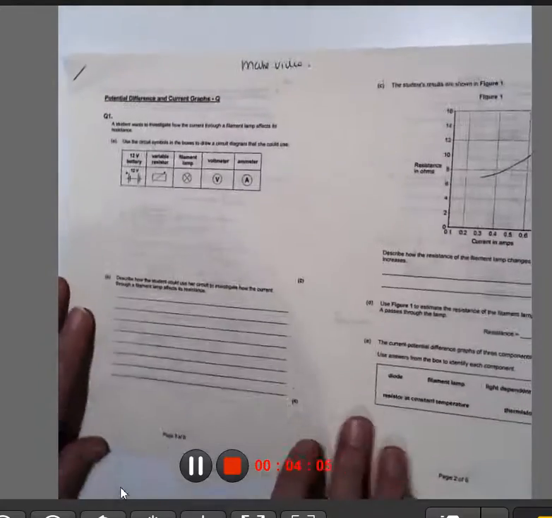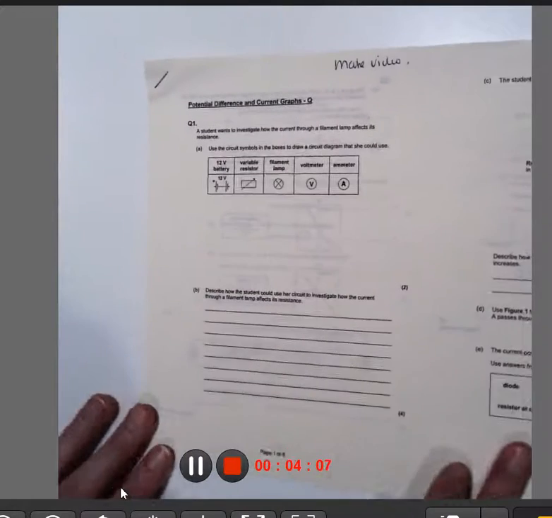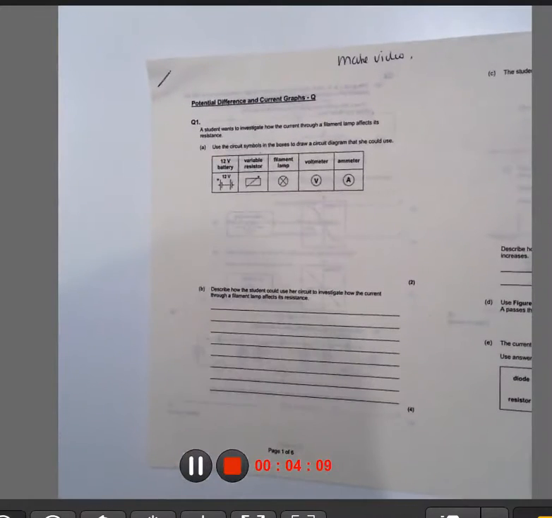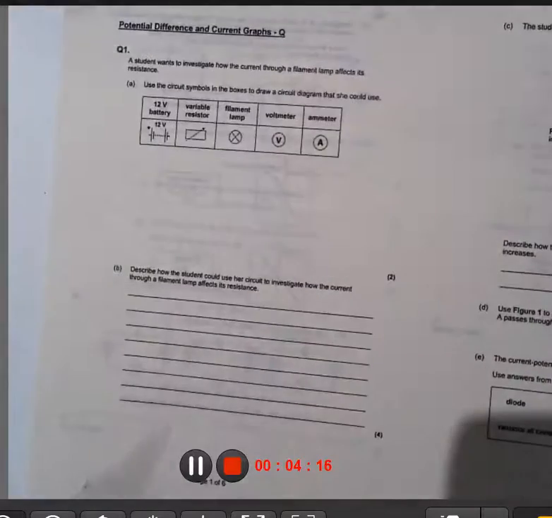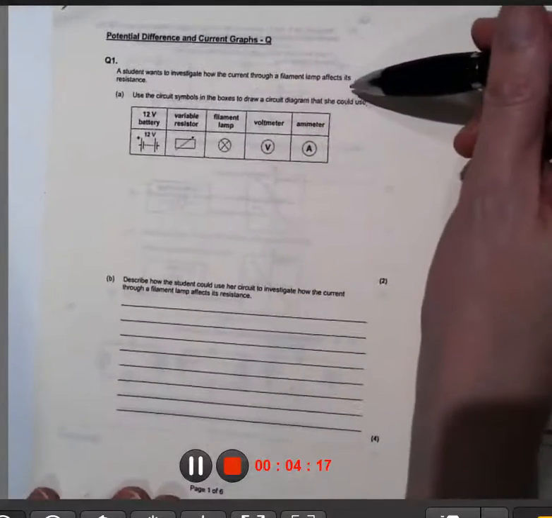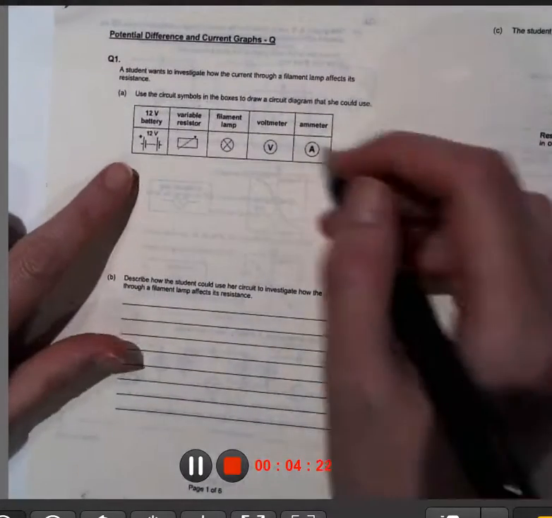And then these questions. Look, I've reminded myself to make a video on them. So, potential difference graphs. A student wants to investigate how current through a filament lamp affects its resistance. Use the circuit symbols to draw the circuit.